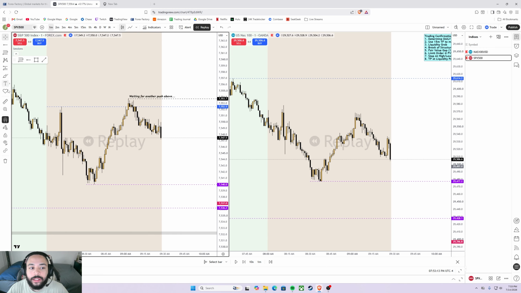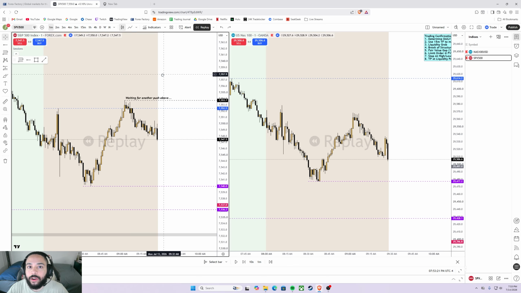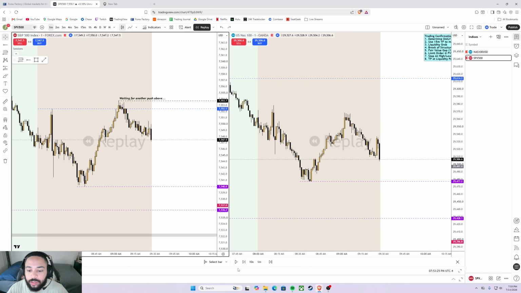As for the Nas, you can see the Nas went up here, but it never came close to our point of interest, and then price is making its way lower. So right now, it's very far away from even getting close to the area that we're interested in. So there's not really much to do or look at on the Nas, right? So right now, I'm pretty much focusing all my attention on the S&P.